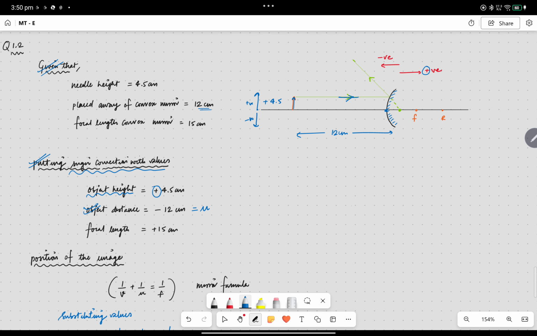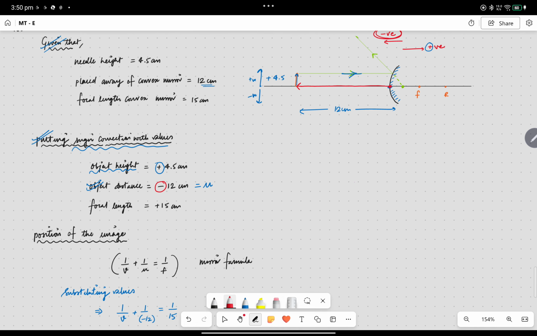So how are you going to get the sign? First of all, you have to go to the pole of the mirror, and then go 12 centimeter away, this way, right? Once you have reached, you have to see in which direction you have gone. You have gone in the negative direction, right? So you have to add negative with 12, right? Understand? Then the focal length is positive 15.